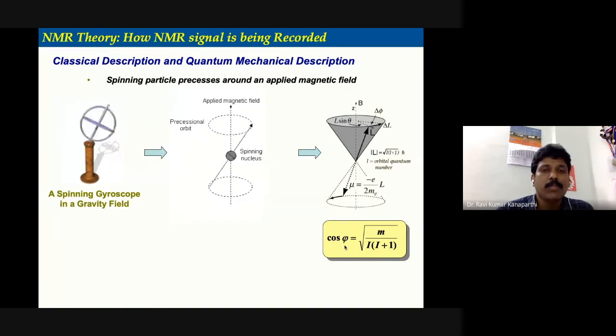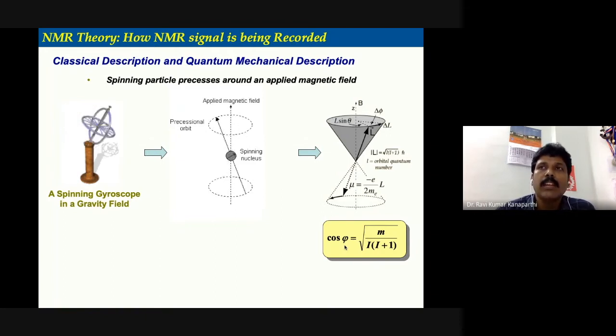It is nothing but if you talk in terms of spins, then we say that is a classical description, right? We know that if you place non-zero spin nuclei in the external magnetic field, it precesses. Depending upon the strength of the magnetic field, it will precess with a certain frequency. That frequency is referred to as the Larmor frequency, right? So if you are talking in terms of spinning nuclei, that particular concept is referred to as the classical description.